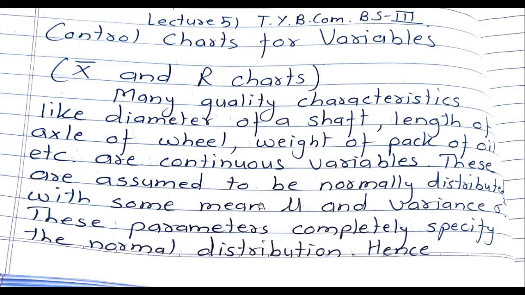Control charts for variables, X bar and R charts. Many quality characteristics like the diameter of a shaft, the length of the axle of a wheel, the weight of a pack of oil, etc. are continuous variables. These are assumed to be normally distributed with some mean mu and variance sigma square. These parameters completely specify the normal distribution. Hence, process average mu and process standard deviation sigma are called standards of the process.